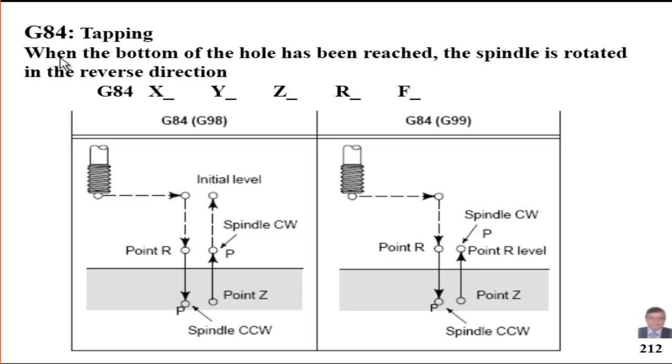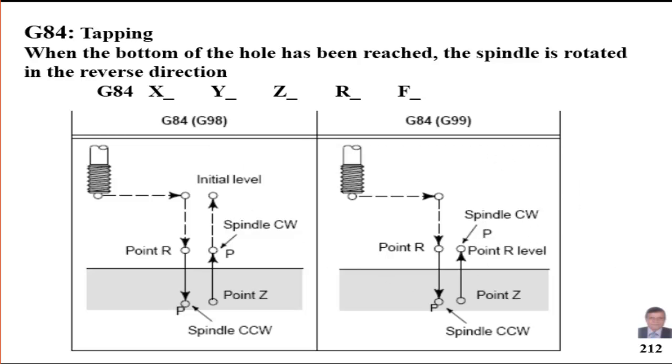When the tool reaches the bottom of the required depth, the spindle will rotate in the reverse direction. It will reverse its rotation to follow the thread which was created in the downward pass. So during the upward pass, the tool has to reverse its direction, otherwise it will damage the already created thread. Again, this is G98 and this is G99. The only difference is exactly as we mentioned before.